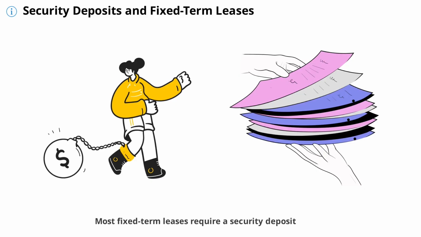Most fixed-term leases require a security deposit. This money is held by the landlord to cover any damages or unpaid rent. At the end of the lease, if the property is in good condition and all rent is paid, the deposit is usually returned to the tenant. The exact rules can vary, so it's important to understand your rights and responsibilities regarding security deposits.